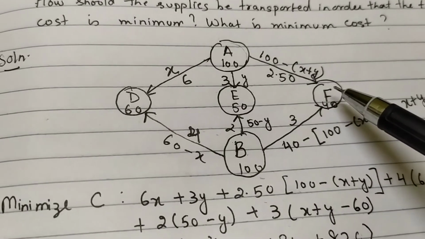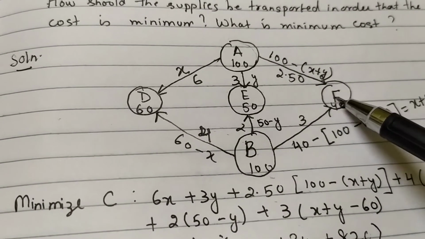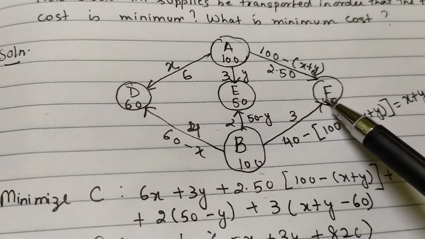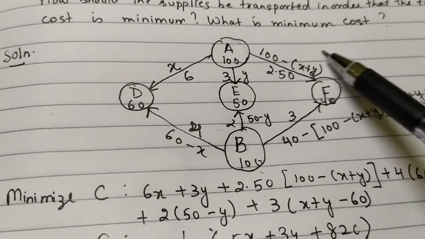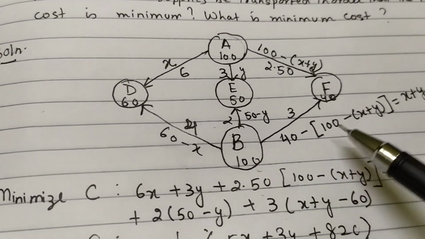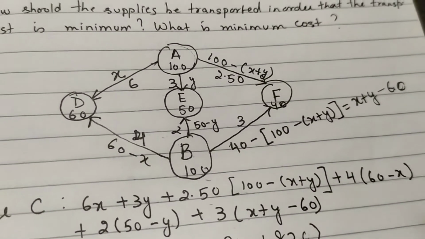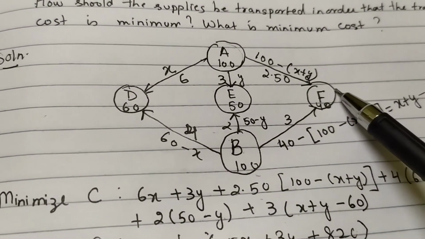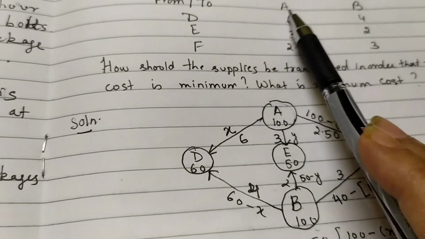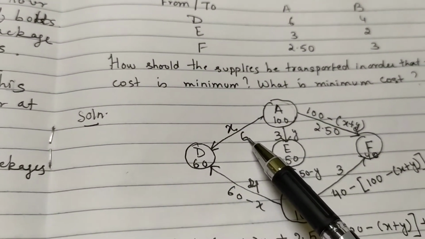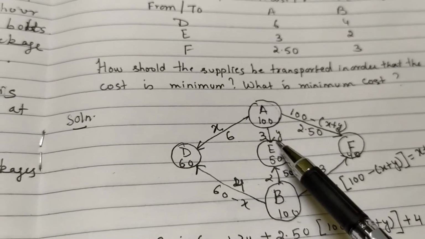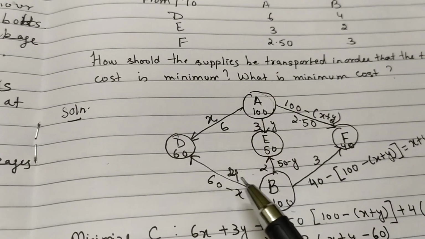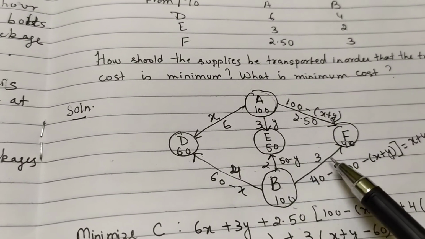Now the requirement of F was 40. Out of it, 100 minus (X plus Y) has already been transported from A. So the rest of it, 40 minus 100 minus (X plus Y), which is equal to X plus Y minus 60, will be transported from B to F. Now the transportation cost: from A to D, the cost is rupees 6 per unit. Then A to E is 3, from A to F is 2.50, from B to D is 4, then 2 and then 3.